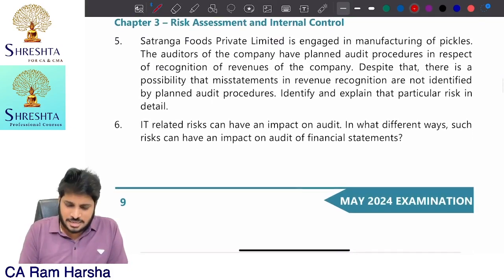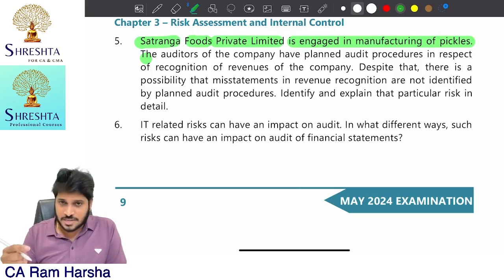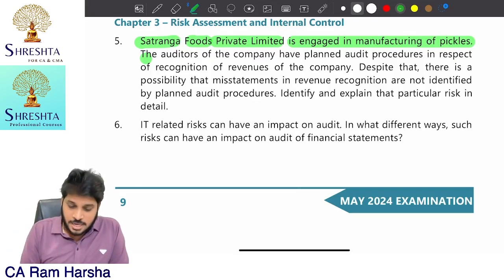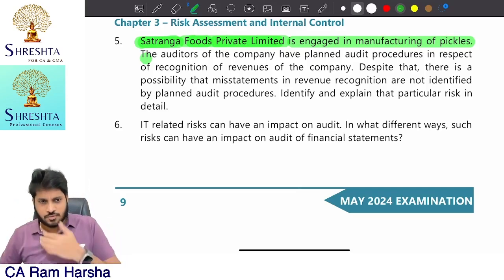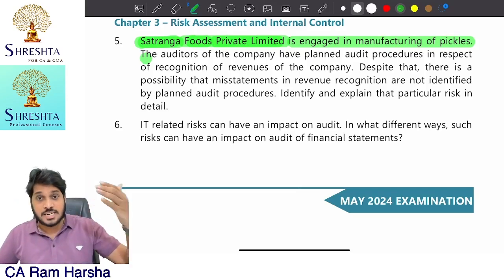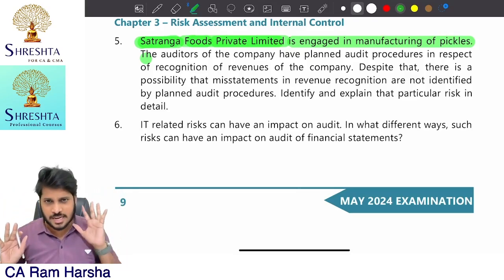The questions are very simple. Satranga Foods Private Limited is engaged in manufacturing of pickles. Wait, are you reading the answers of the previous four questions? I will proceed to the next question immediately after explaining. You have to read the answers. It is like a revision for you. If at all you have time, try to read. Whoever is following my book, especially, try to find out the answer in our book and read if possible. Or else you can read from here. You can recollect where it is there in our book also.